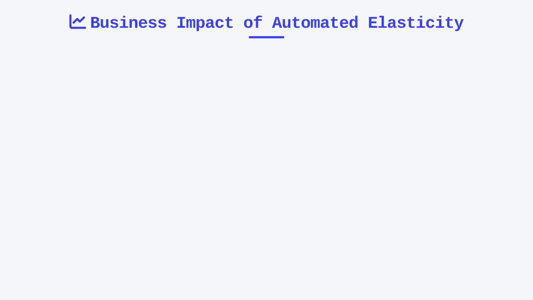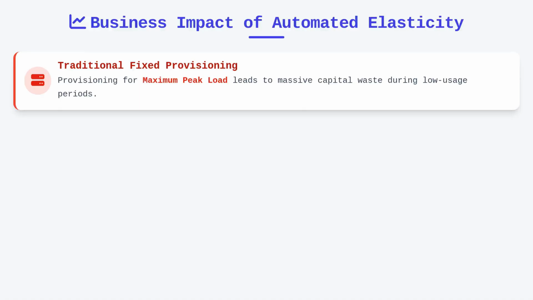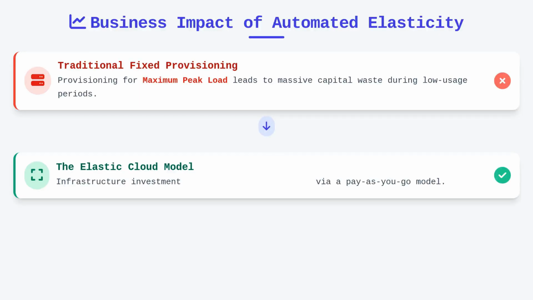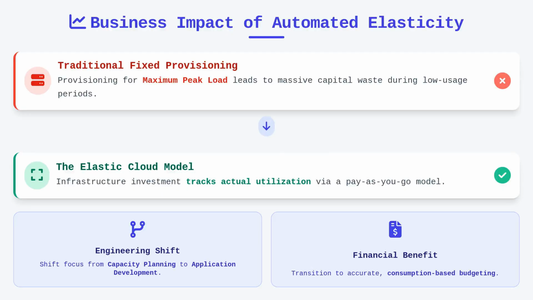The business impact of these automated systems is directly tied to the pay-as-you-go financial model prevalent in public cloud environments. Without elasticity, an organization would be forced to provision permanent infrastructure based on the maximum expected peak load to ensure service availability. This over-provisioning leads to significant capital waste during nights, weekends, or any time usage falls below that peak threshold. Conversely, an elastic model ensures that your infrastructure investment tracks closely with your actual utilization patterns. Automating this adjustment process enables teams to shift their focus from capacity planning to application development, while financial departments benefit from more accurate, consumption-based budgeting.